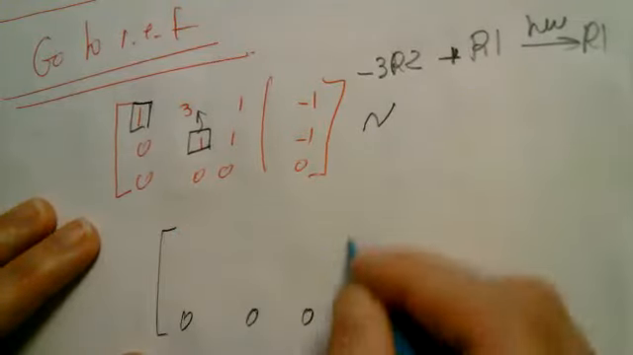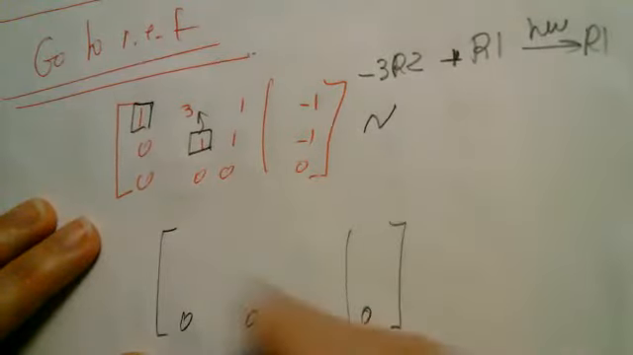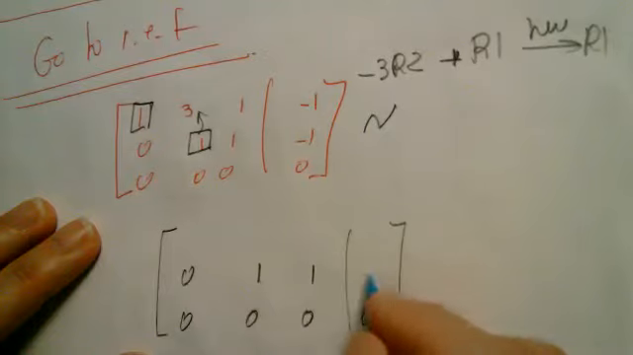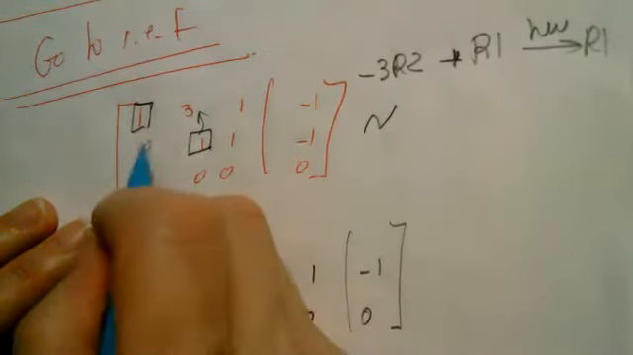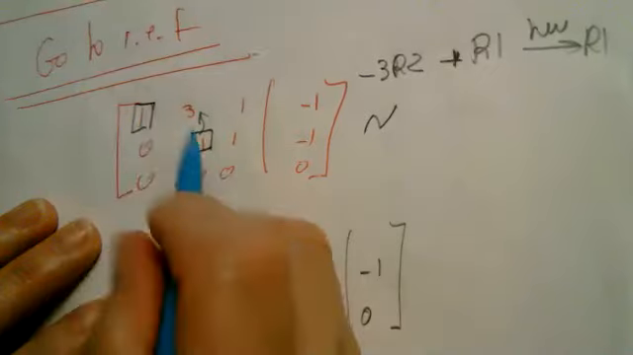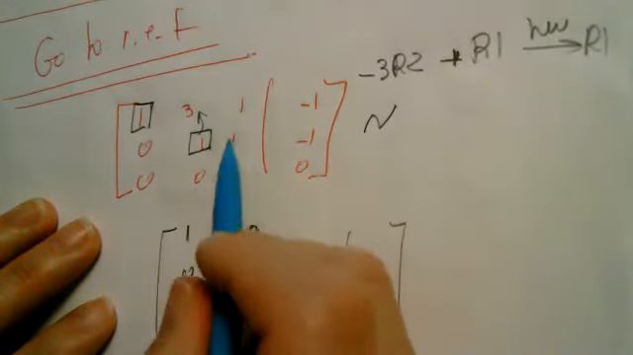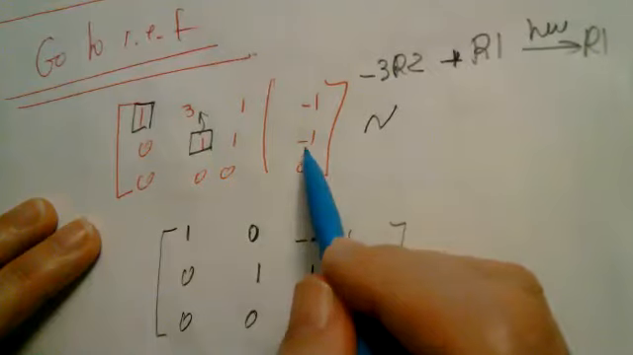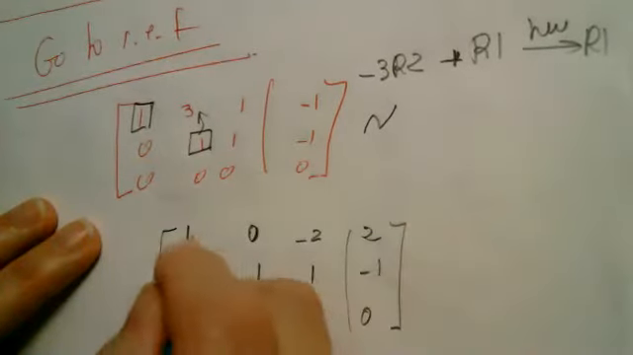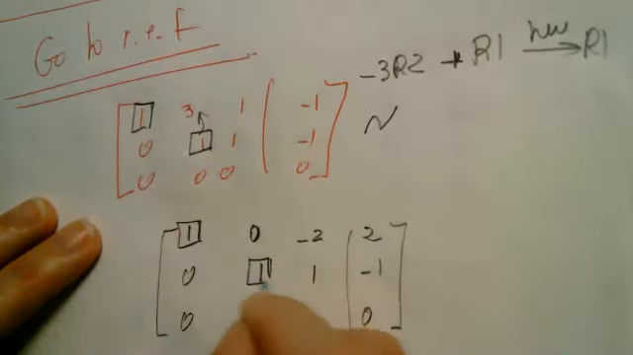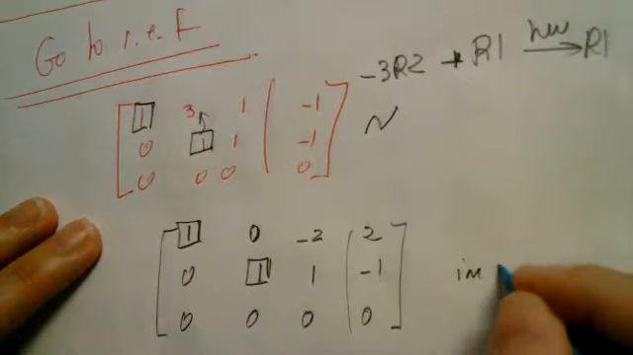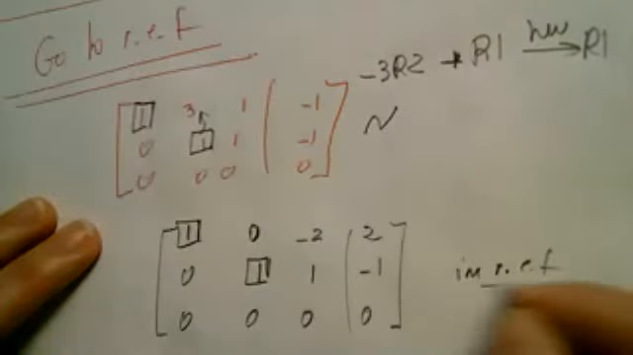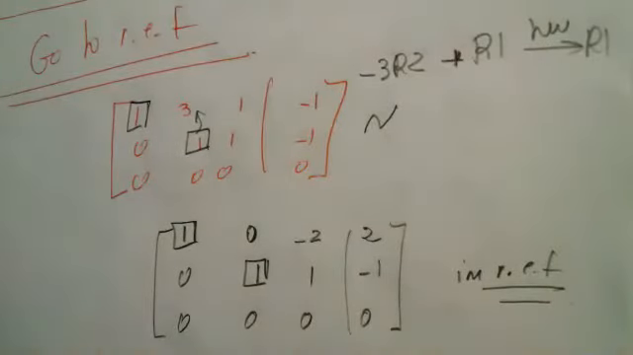The bottom I'm not touching: 0, 1, 1, minus 1. And then the top would become minus 3 times 0, 0. Minus 3 plus 3 is 0. Minus 3 plus 1, it's a minus 2. Minus minus, that's a 3. 3 minus 1, it is 8. Now I am in reduced echelon.